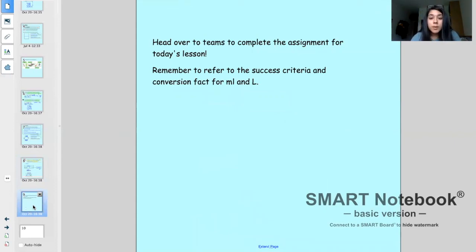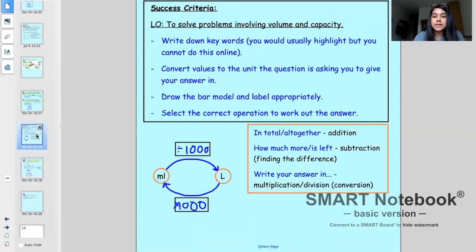Right, so can you now head on over to Teams and complete the assignment for today's lesson? Remember, refer back to the success criteria and the conversion facts for milliliters and liters, as well as your prompts for what operations to use. So use this page here. The success criteria will be at the top of your quiz, so don't worry too much, but feel free to come back to the video here.